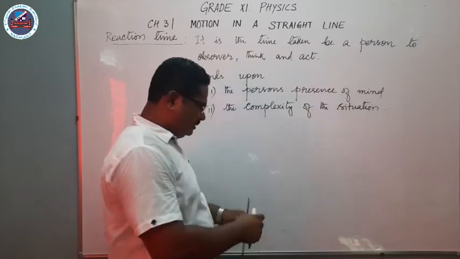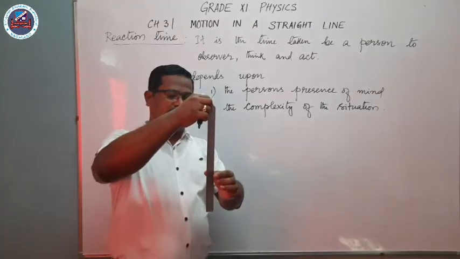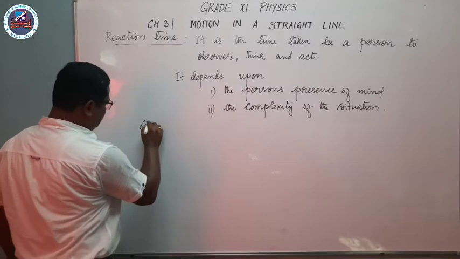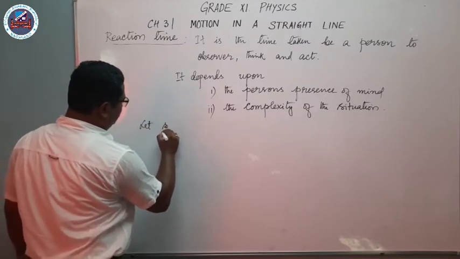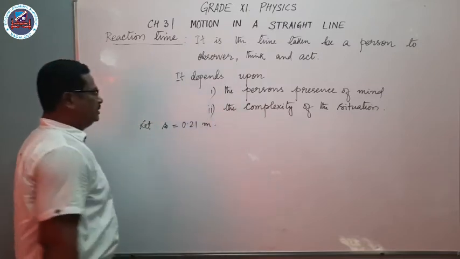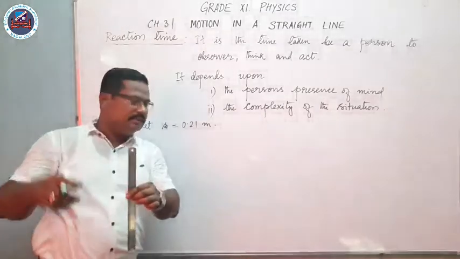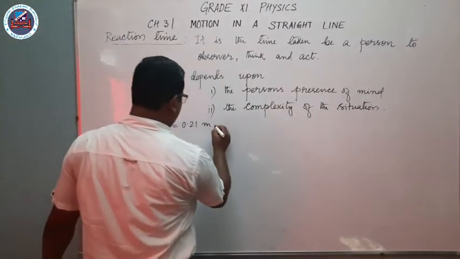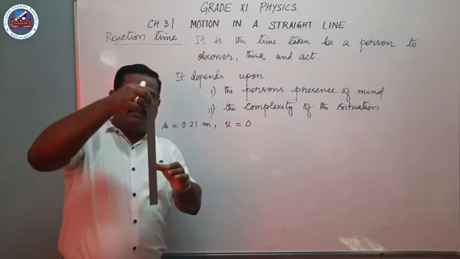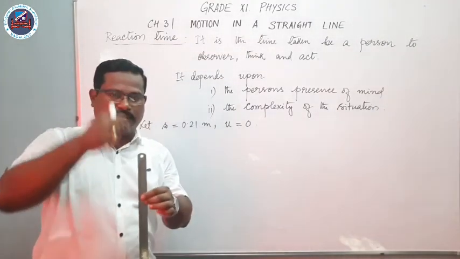In this case, just like the example that I have given, let us say that distance moved by the scale before the person reacts to hold it. Let us just take an example. Let the distance traveled by the scale be 0.21 meters. Suppose this much distance it has moved by the time your friend catches the scale. Then let us find out the time. Initial velocity, you know, it will be 0 here, because before you release it, it is at rest, then only it starts moving.